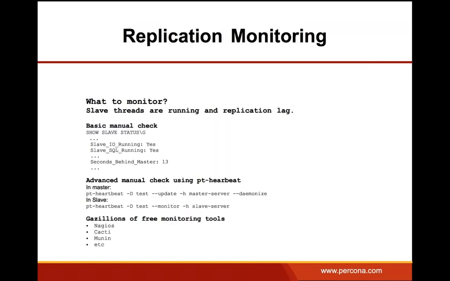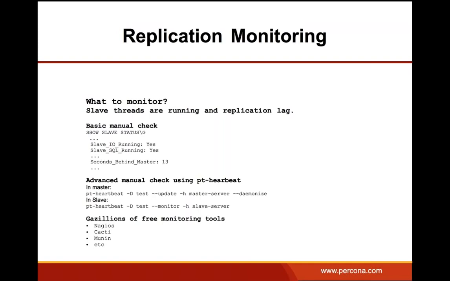Besides this basic manual check, we have some advanced manual check using a tool from the Percona Toolkit called pt-heartbeat. It will create and store records in the master using timestamp-based values, and then check these values in the slaves to compare how long they take to go from master to slave. This is way more accurate because this is real lag. If I insert a record in the master, how long does it take to reach the slave? Using this tool in the master as a daemon, we'll keep it running forever, inserting data in the master, and then you can use the --monitor flag in the slave to check the replication lag.